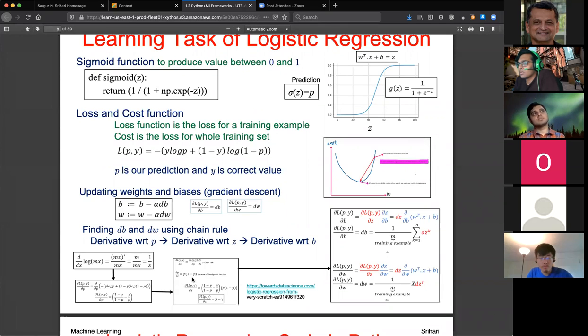dP by dz comes from the sigmoid function. The sigmoid function says that the derivative of P with respect to z is nothing but sigma times (1 minus sigma). How do you get that? Suppose I define the function as 1 over (1 plus e to the minus z). That's what the sigmoid function is. We take the derivative of that, and you can show by simple rules of calculus that it is nothing but sigma times (1 minus sigma). So take it as a simple calculus exercise: given this function p, what is the derivative of p with respect to z?